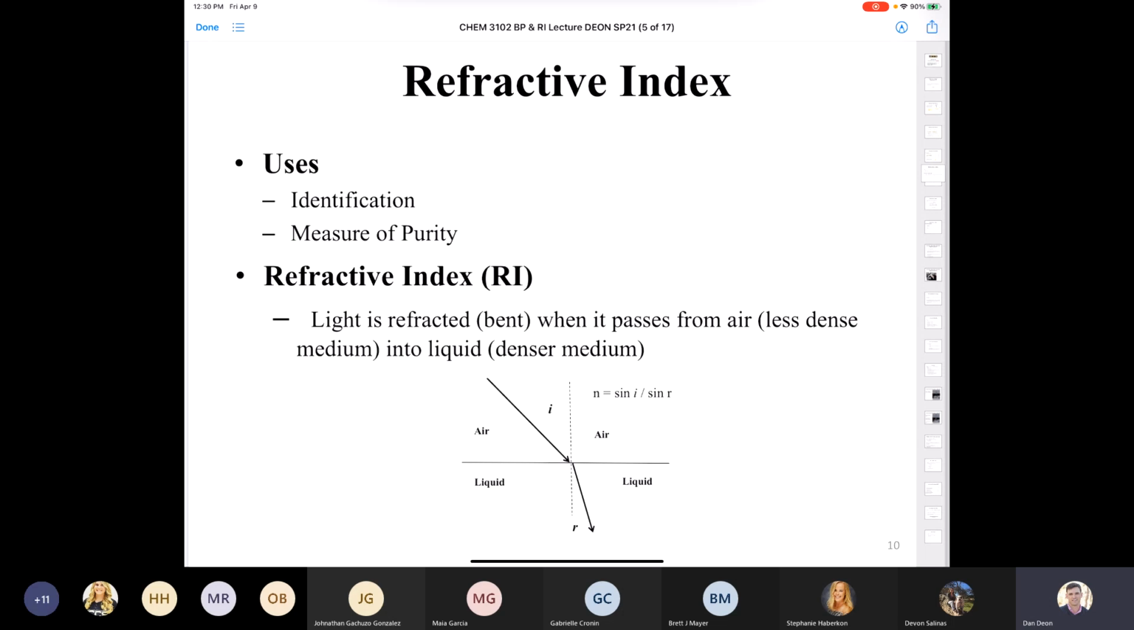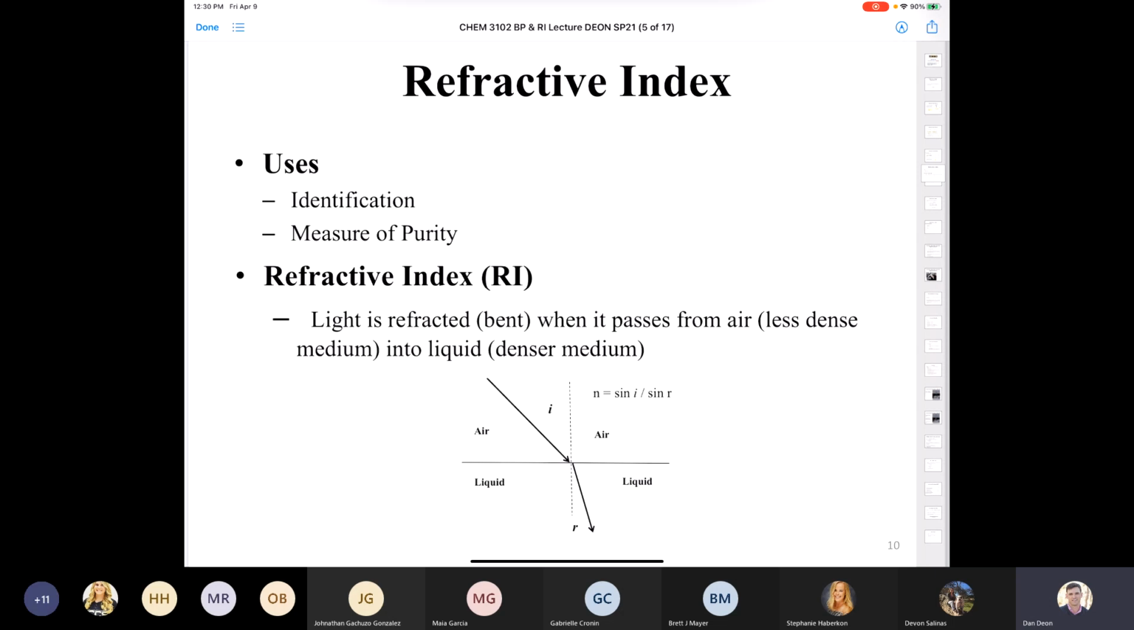But I'm sure that you've all put a spoon in a glass of water, and you've seen how the spoon appears to be bent in the water, and that is due to refraction. And that is essentially what we're doing here, except now we're going to be using our organic compound and we're going to be measuring the refractive index of the light that's passing through our organic compound.